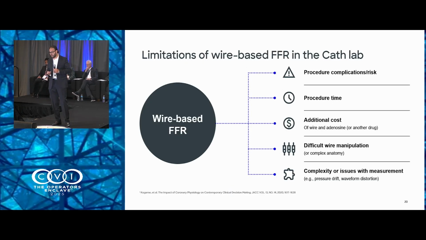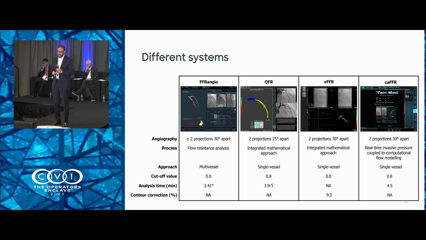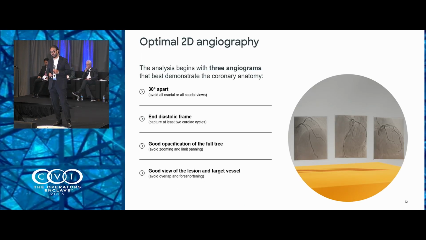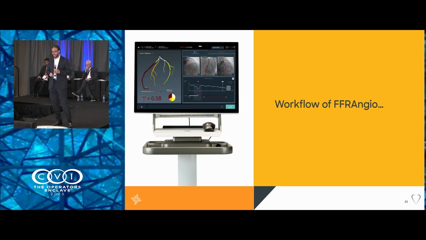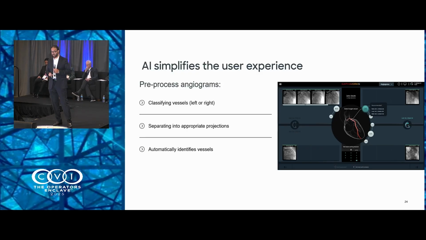the limitations of wire-based technology is there is risk, there is time, there is additional cost. There have now been several devices or software that have come out, the FFR Angio, QFR, and others that are looking at ways of assessing pressure loss across the vessel without having to put a wire down. For example, the CathWorks FFR Angio system requires 3 angiograms, 30 degrees apart. So we are going back to the angiogram without having to use a wire. And this is the workflow of the system.